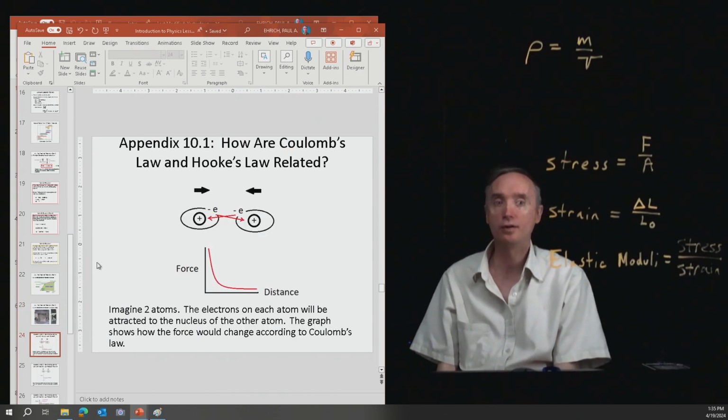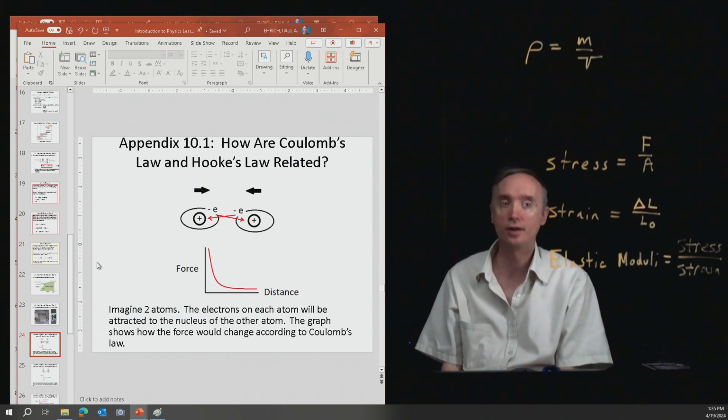All right, let's take a break. When we come back, let's talk about how Coulomb's law for atoms is related to Hooke's law.